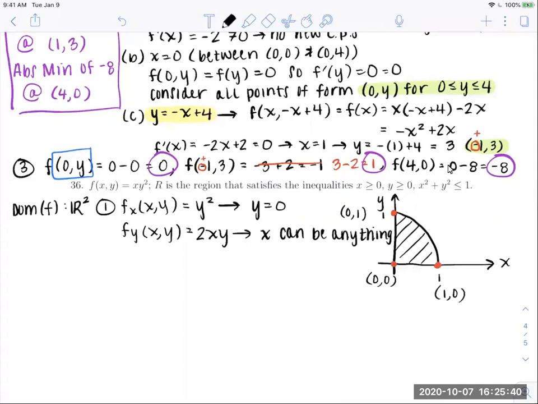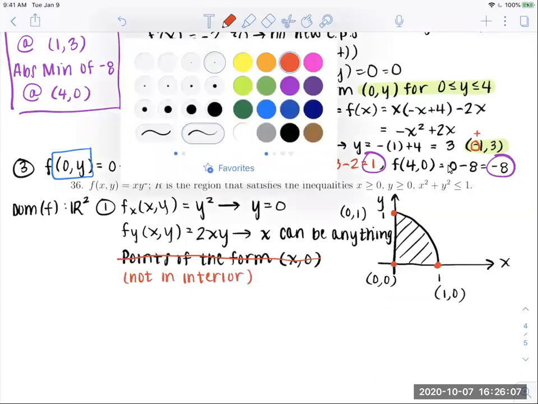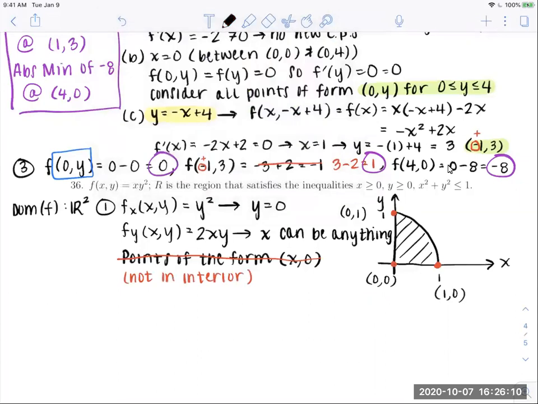So what this is giving me is points of the form x comma 0. So are these in the interior of a region? No, they're not. So I'm just going to cross out. This is not in the interior. So we struck out here in step 1. So let's move along to checking our boundary lines or boundary curves.